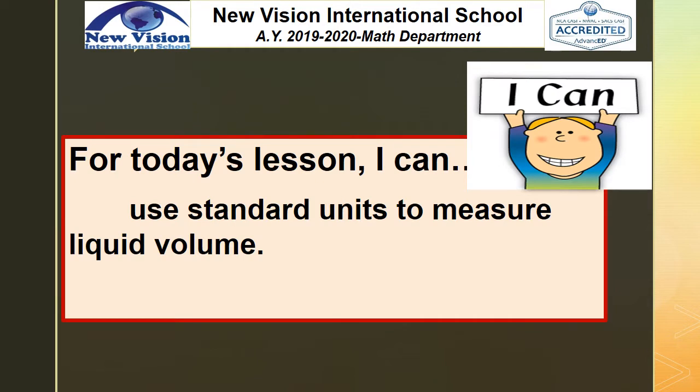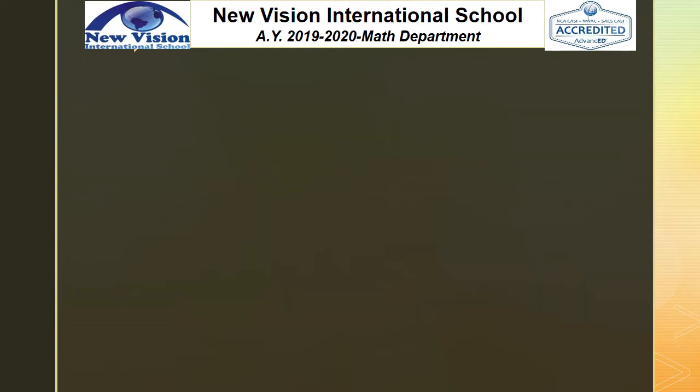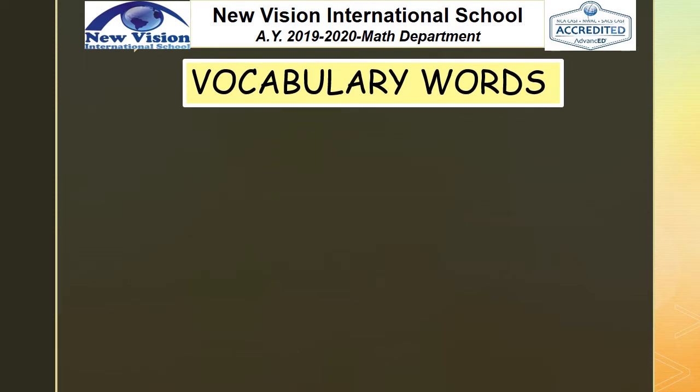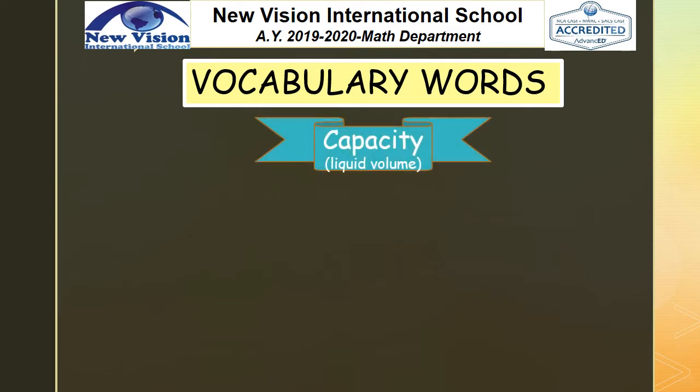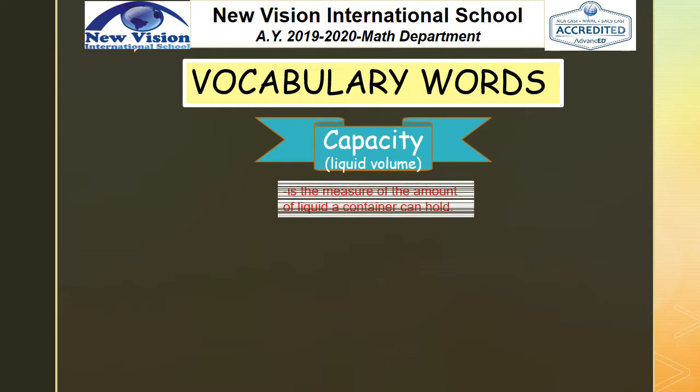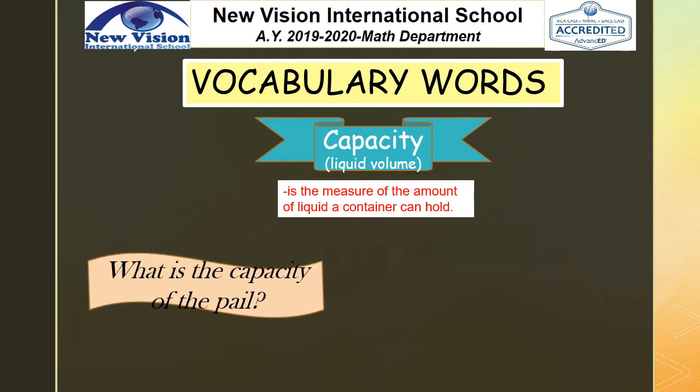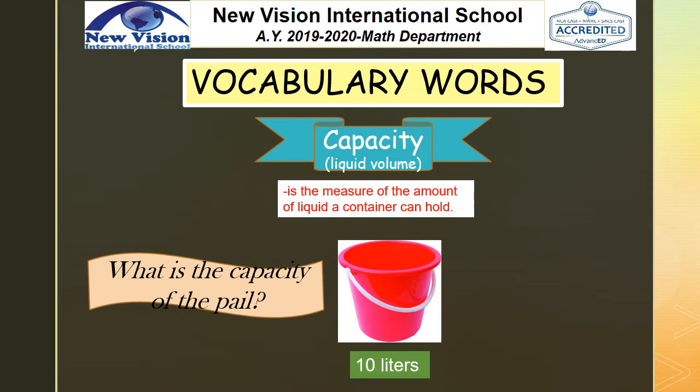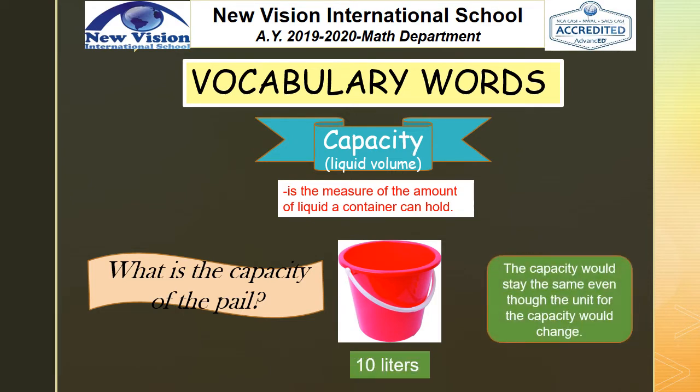So for today's lesson, you say, I can. Can you say it? I can use standard units to measure liquid volume. Let's have the vocabulary words for this lesson as a review. We have capacity. Repeat, capacity. So capacity in liquid volume is what? It is the measure of the amount of liquid a container can hold. Very good. And what is the capacity of the pail? It's 10 liters. And always remember, the capacity would stay the same, even though the unit for the capacity would change.